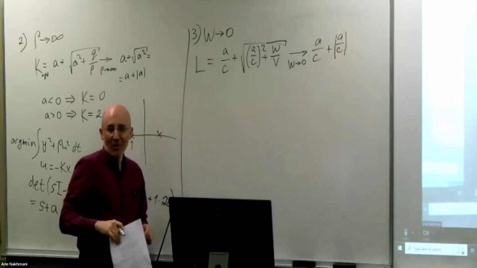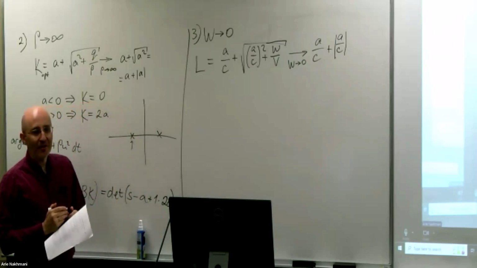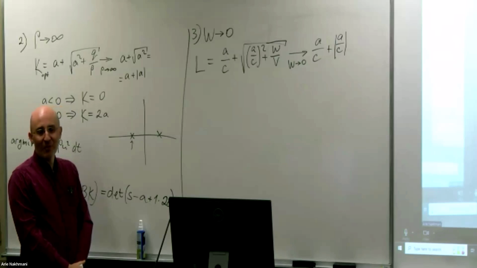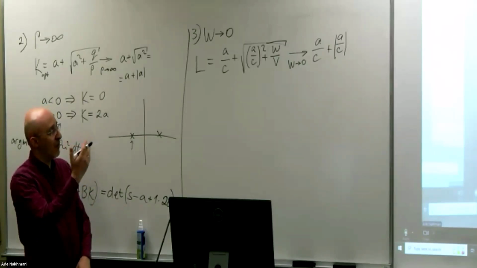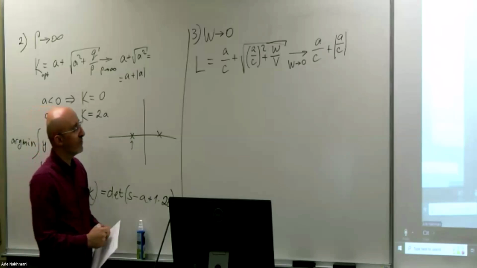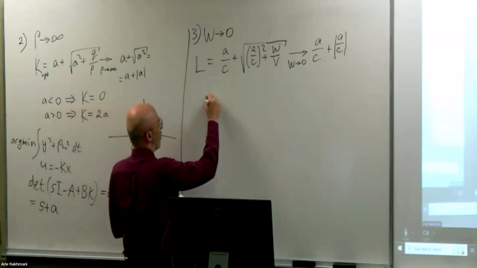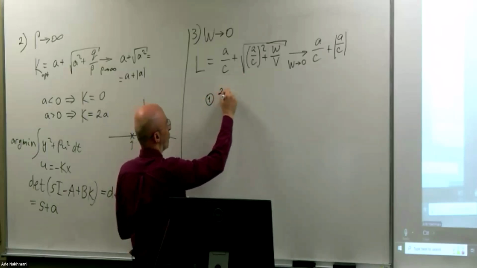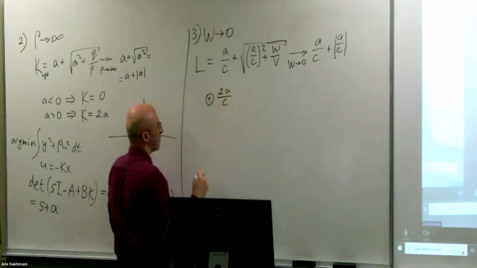Okay. Again, you have two cases. You have the case where A and C are of the same sign or of different sign. If they are of the same sign, which means positive, positive, or negative, negative, then they add up together. So option 1 will be A divided by C times 2. It's option 1.